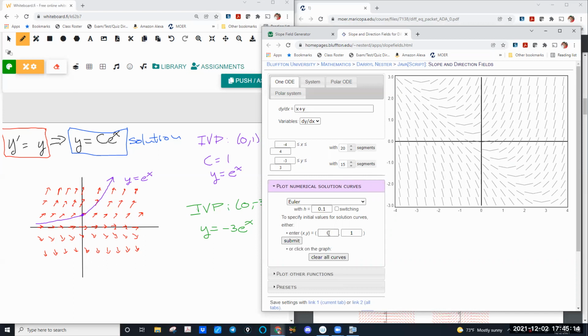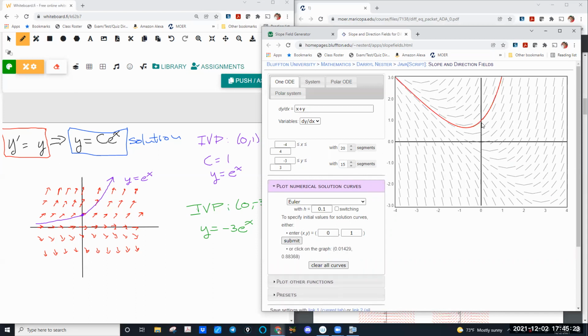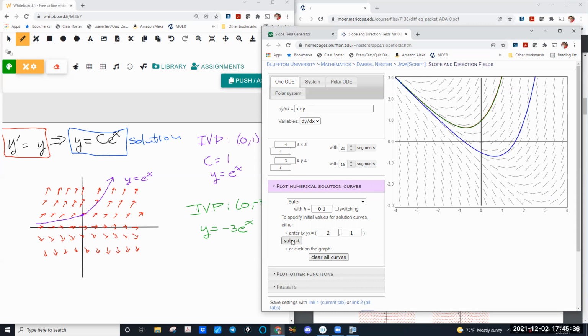So you get an initial condition, you can put it in here. We'll talk about what h equals 0.1 means in a second, and then submit. And look, there's our solution. It goes through the point (0, 1) right here. If we change the initial condition to something that'll be on here, (2, 1) will work. Notice now it has to go through (2, 1), and then again it follows our slope field.